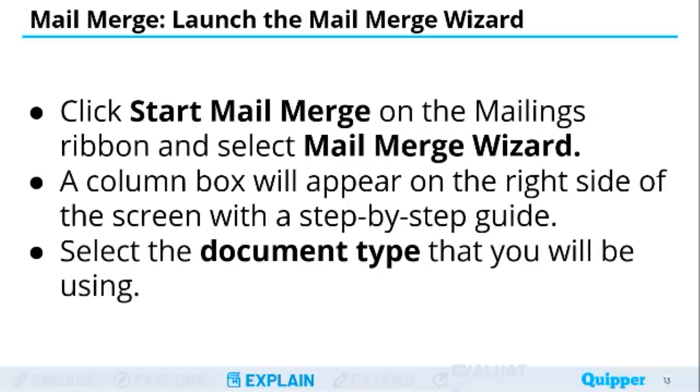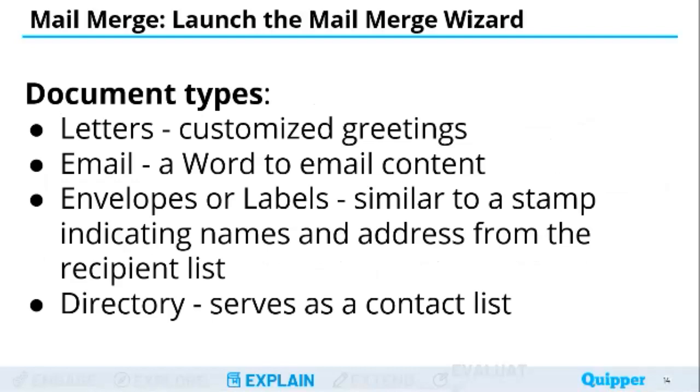Click start mail merge on the Mailings ribbon and select mail merge wizard. A column box will appear on the right side of the screen with a step-by-step guide. Then select the document type that you will be using. So the document types are letters, email, envelopes or labels, and directory. Letters are customized greetings. Email is for sending content by email. Envelopes or labels are similar to a stamp indicating names and addresses from the recipient list. Then directory serves as a contact list.